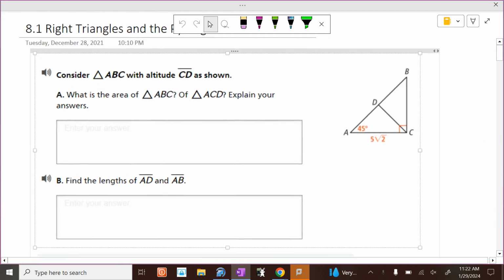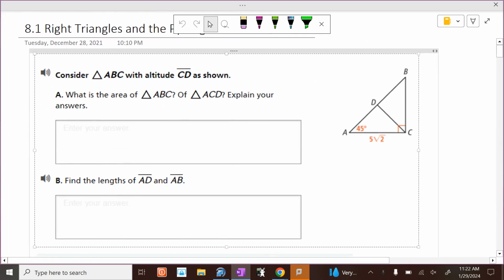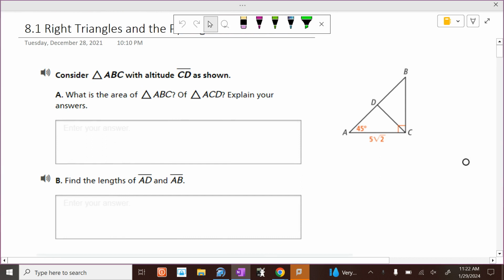All right. So the Pythagorean theorem and 45-45-90, 30-60-90 triangles. What we see right now is a 45-degree angle right here, and we have 5 square root of 2 right here, and we're told that this is the altitude, so we should be good with that.